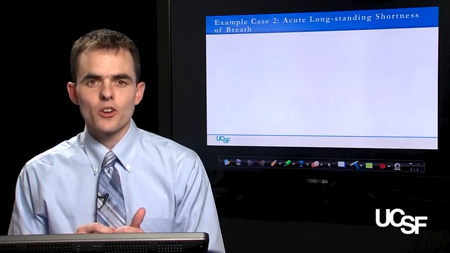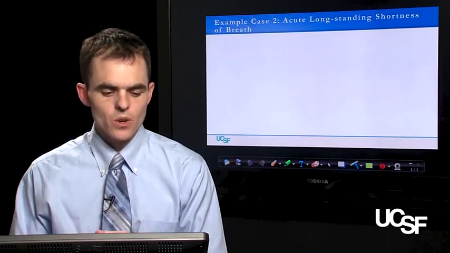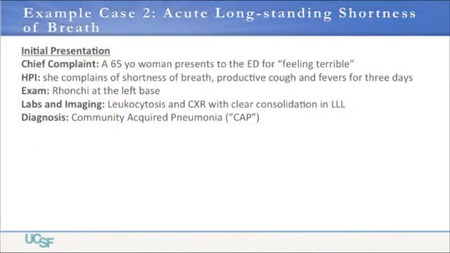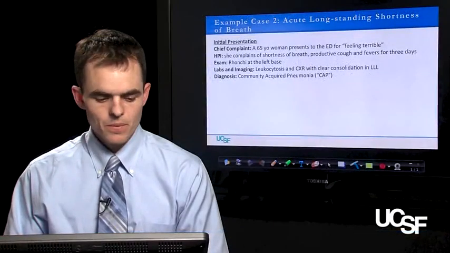So along those lines, let's consider a more complex case. This second case is a patient, let's say she's a 65-year-old woman who presents to the ED feeling terrible. You take your history, and she complains of shortness of breath, productive cough, and fevers for the last 3 days. You do your exam, and you pick up rhonchi at the left base. You order some labs and imaging, and you get a leukocytosis and a chest x-ray with a clear consolidation in the left lower lobe, so you make your diagnosis of community-acquired pneumonia. In this case, I'll represent that as CAP, okay?